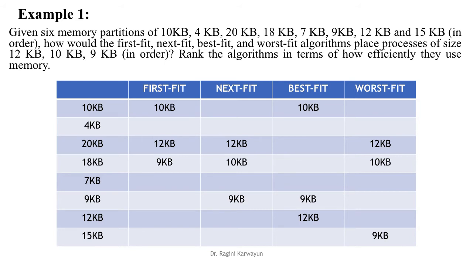Now the next process, that is 10 kb. Search starts: 4, 7, 9, 10. 10 is best, because after that it would be 12, and 12 is already allocated. So 10 kb is the best hole, and you will allocate the 10 kb partition to this process. Now 9 kb: again 4, 7, 9, best, you allocate this.